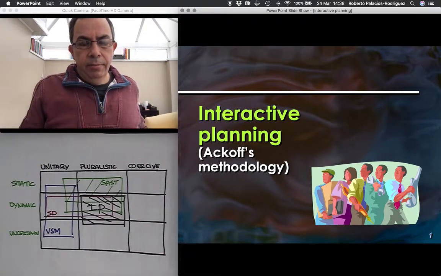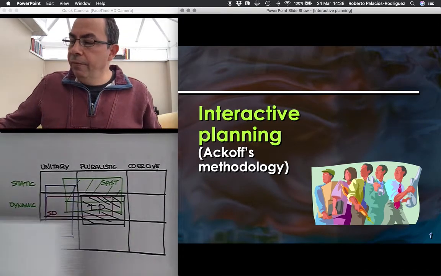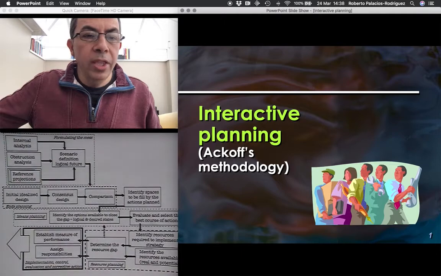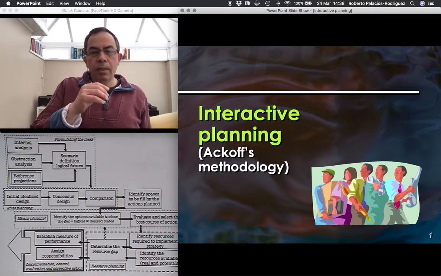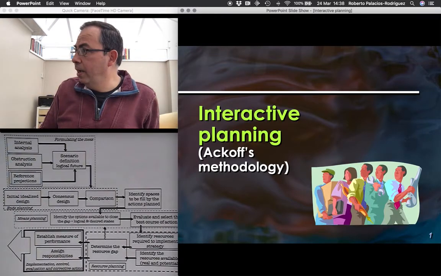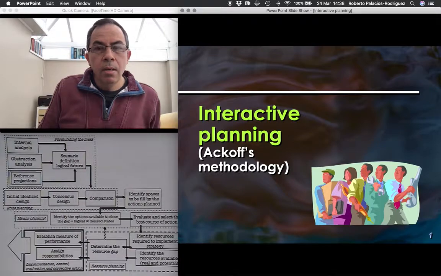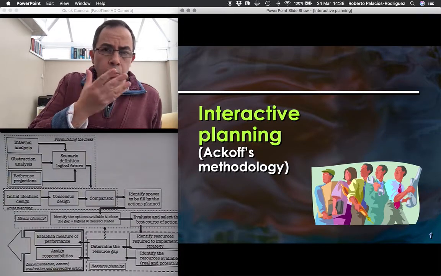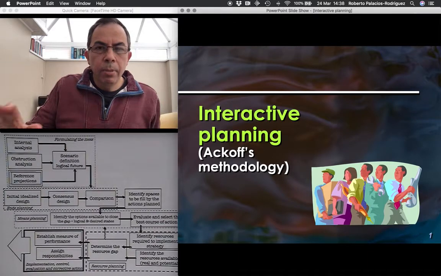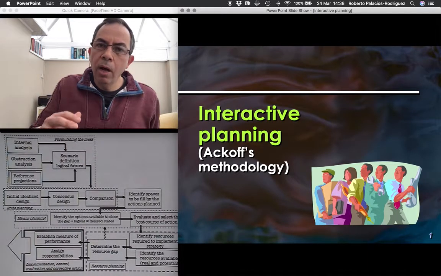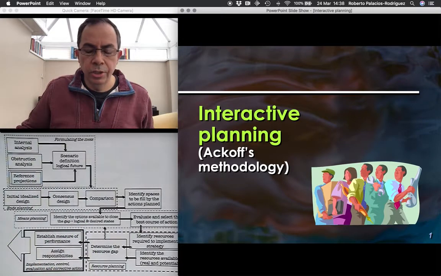What I have here, in short, is all the stages of the methodology. If you recall, in the last face-to-face lecture we had, almost a week and a half ago, I started explaining the methodology, but I didn't complete the explanation. So I will start from the beginning and go through the different stages.